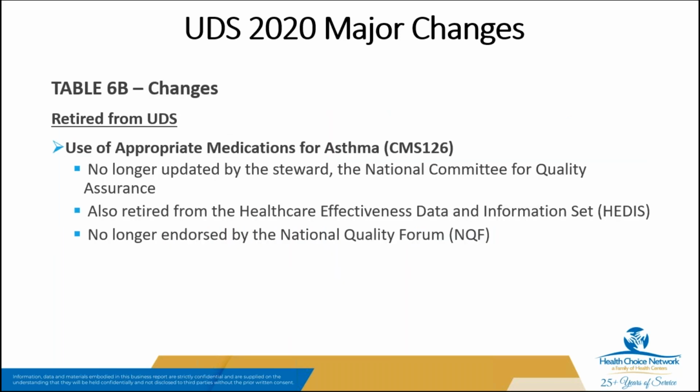Okay, next slide, please. All right, so the next set of changes are changes to Table 6B. These are the clinical quality measures. The first change is that the clinical measure on the use of appropriate medications for asthma has been removed for 2020. This measure is no longer updated by the measure steward, which is the National Committee for Quality Assurance. It has also been retired from HEDIS and is no longer endorsed by the NQF. So this measure we will no longer be reporting. This is the first major change in 6B. Next slide, please.